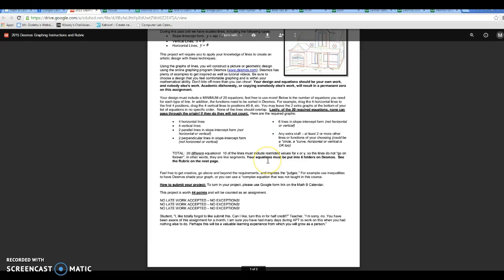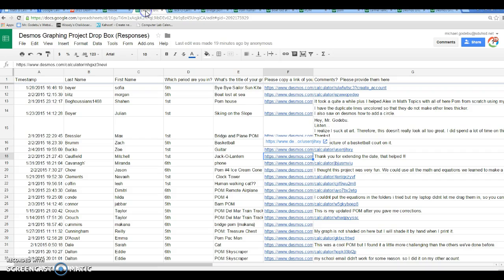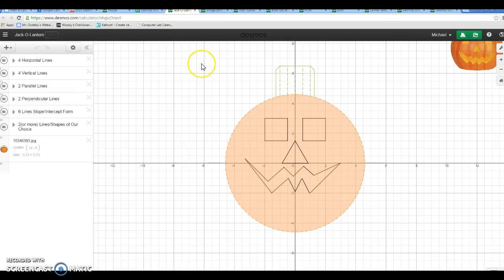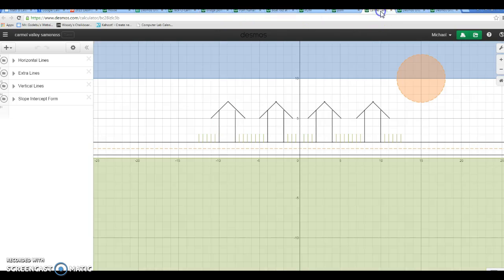And there's a lot of reading to do here, but essentially what I want you to know about this is that you're creating a design. Now, this is an example of a design. I'm going to show you several others of it. And let me start you off here. So this is a jack-o'-lantern that a kid made. This is a car going over a bridge. This is called Carmel Valley sameness. So every house in Carmel Valley looks the same.